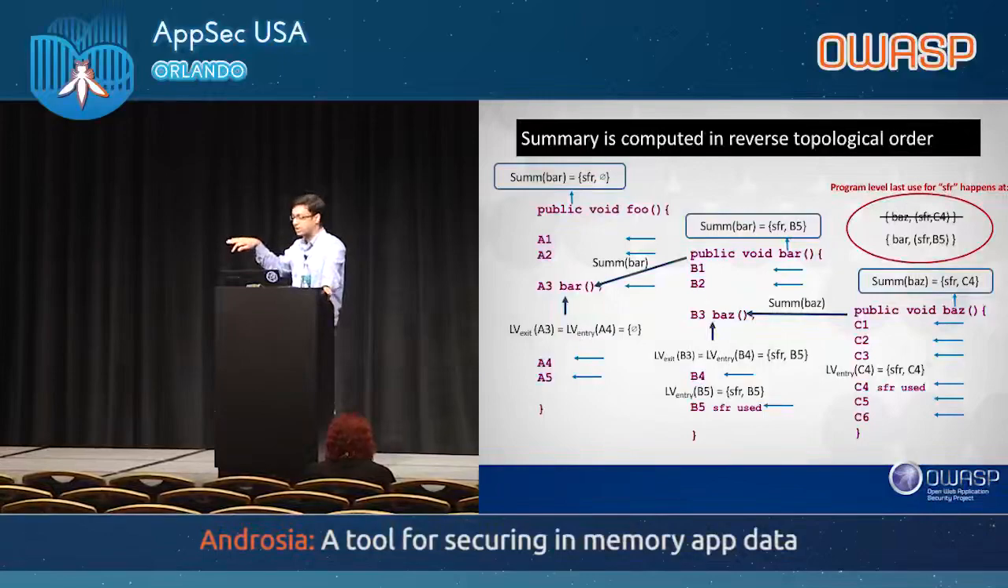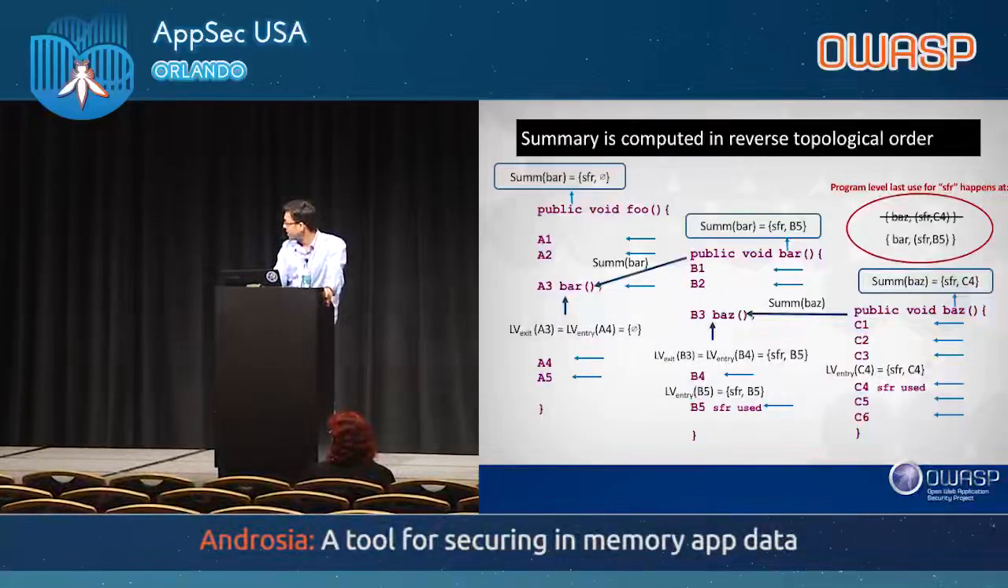So we'll put SFR in the entry set for C4, and that information needs to be updated in a whole program level data structure where we want to track the last use of the static field reference. Right now, we have just seen that the static field reference was last used at C4. So we are going to update that red data structure with the method name, the static field reference name, and the statement.